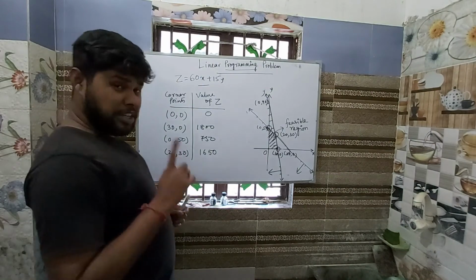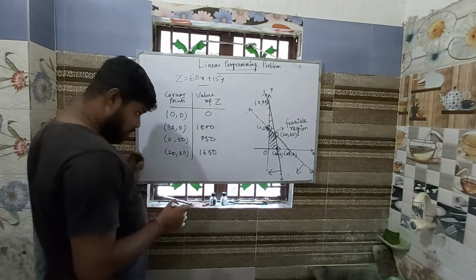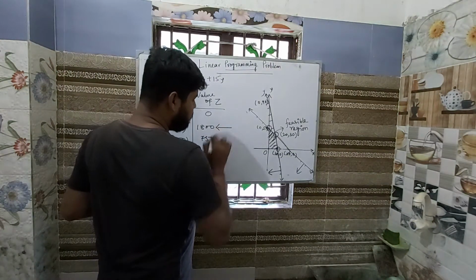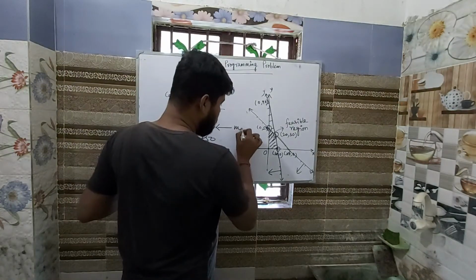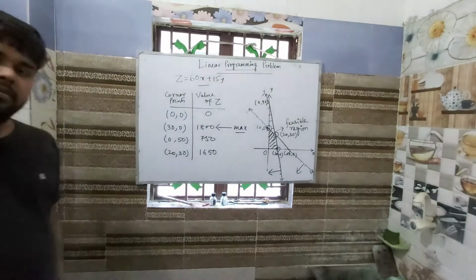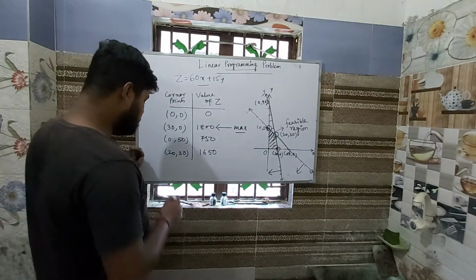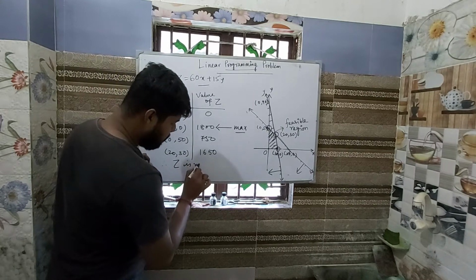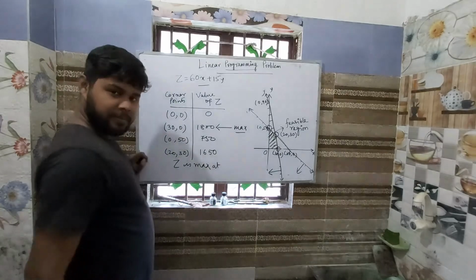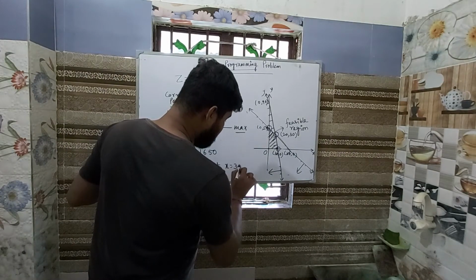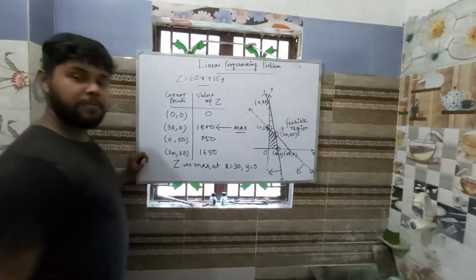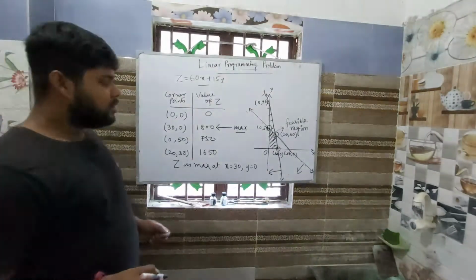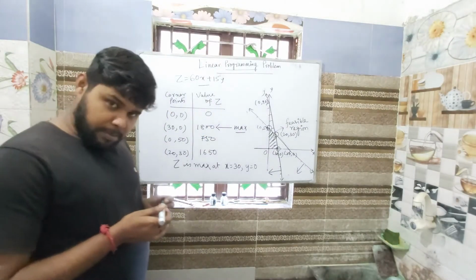So now the question was to maximize. So now I have to check for which one of them is the maximum value. So therefore, this is our maximum value, right? So therefore, our solution is, so therefore, how to write the answer? Z is max at x equals to 30, y is equals to 0, right? Fine. So this is how we solve an LPP.